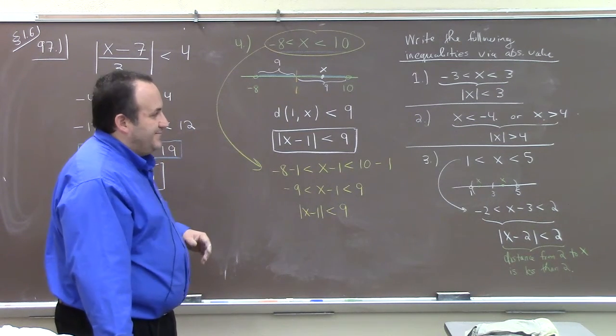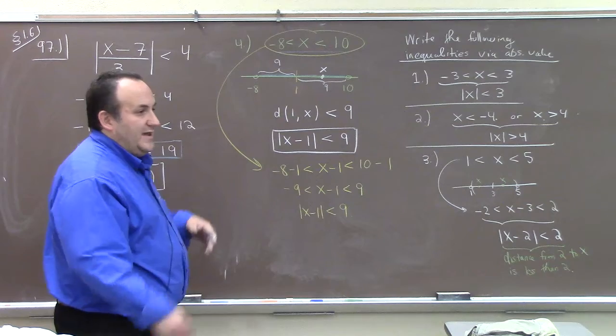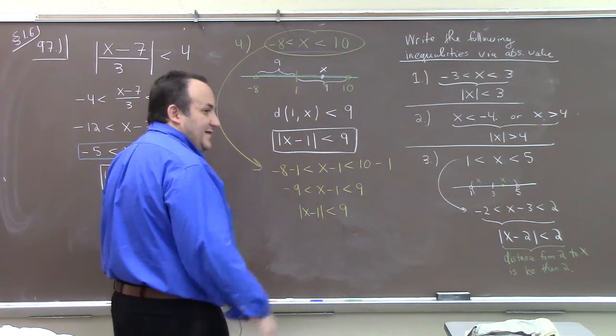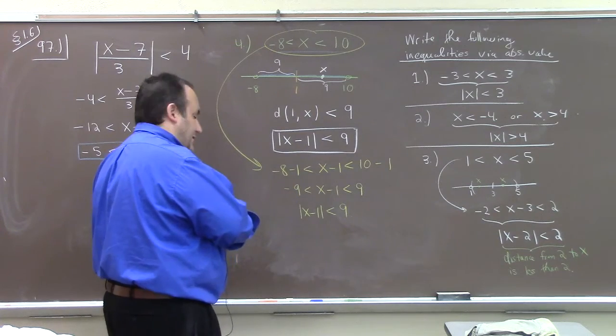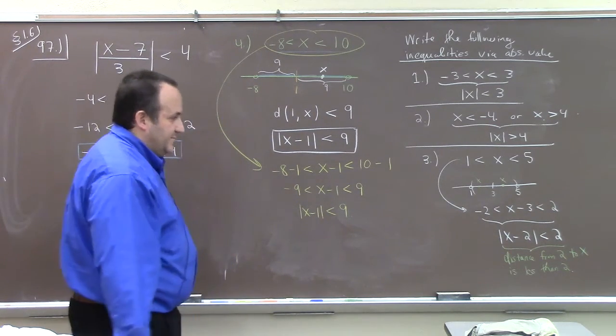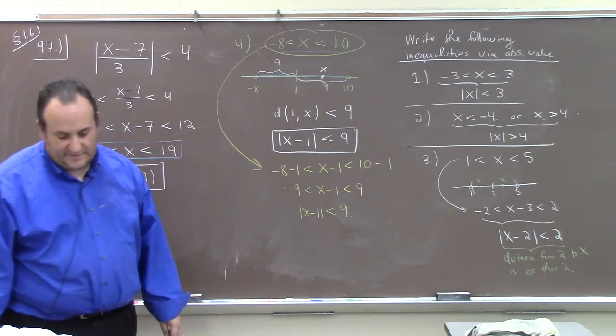You can just memorize, oh, if I've got greater than, I've got 2 cases; if I've got less than, I've got 1 case. And that's good to do. But it's also good to know that it's coming from number line distance thinking.